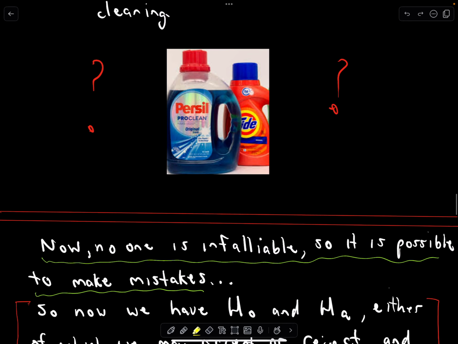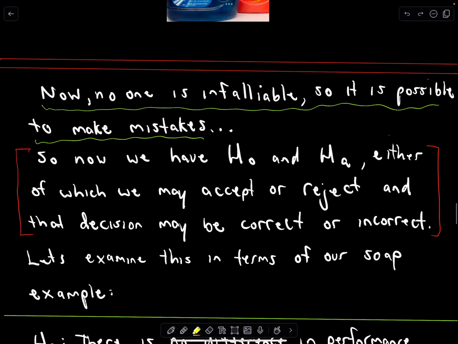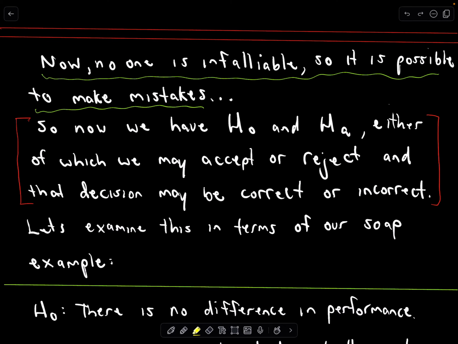Okay, so which one's better? Right. Now we have to talk about some things. So let's talk about what can happen in this situation, because no one's perfect and neither are our statistical tests. So I think this is interesting.